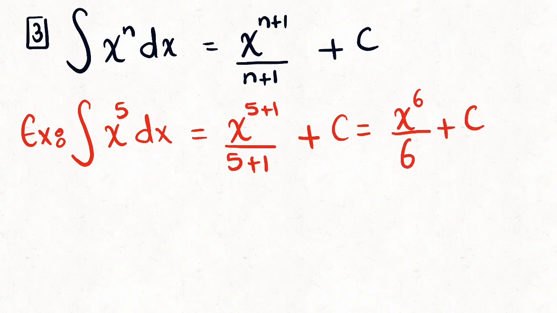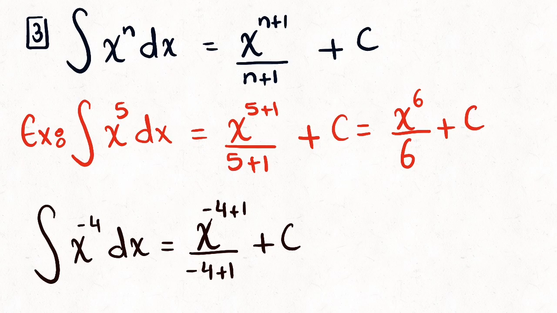Now for the same rule, we will go for the integration of x to the power negative 4, and we will add 1 to the power. Thus it will be x to the power negative 4 plus 1 divided by negative 4 plus 1, and the answer will be x to the power negative 3 divided by negative 3 plus c.